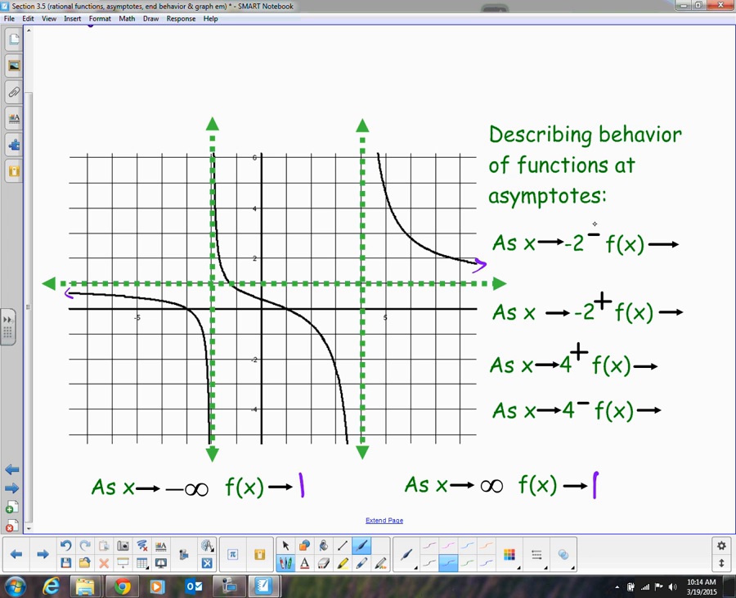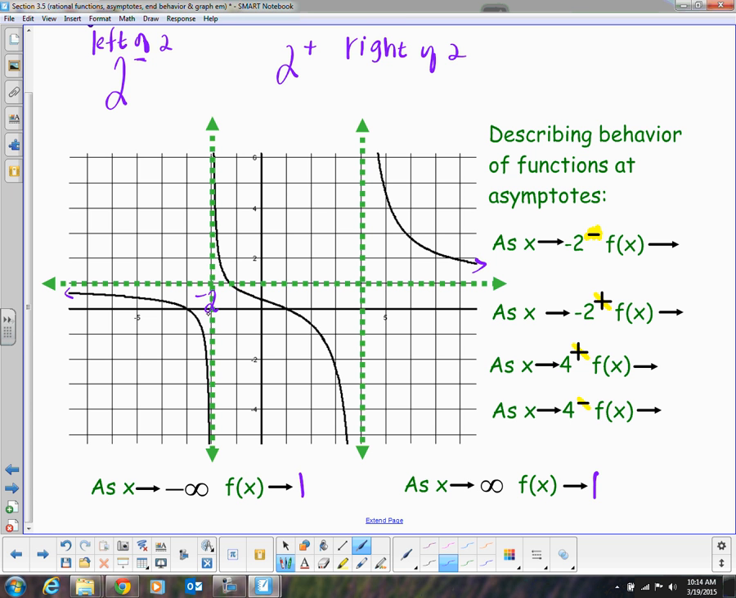All right, now look at this funny thing that they did here. They put a negative sign after the 2, and they put a positive sign after the 2. Look at that. Is that bizarre? This means, when you have 2 with the negative sign, this means left of 2. When you see 2 with the plus, that means right of 2.